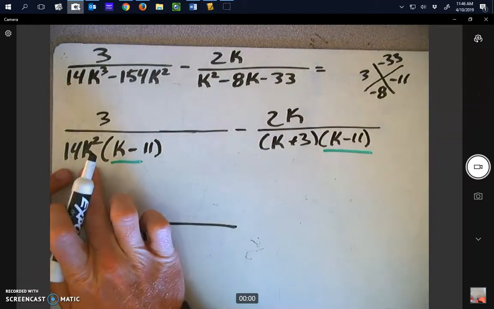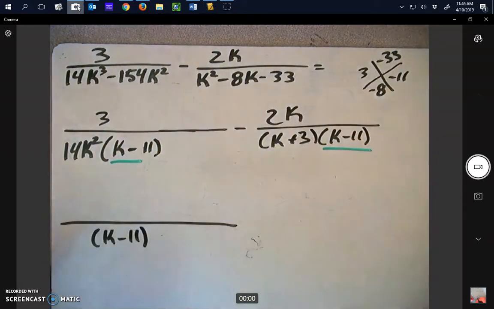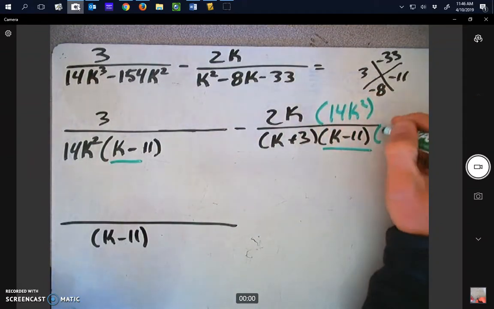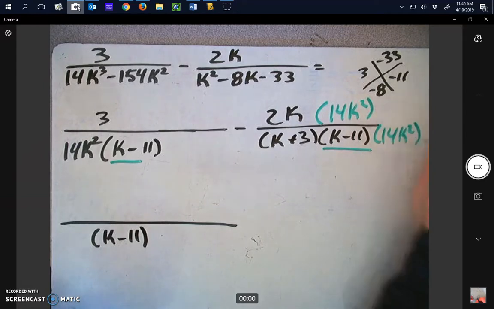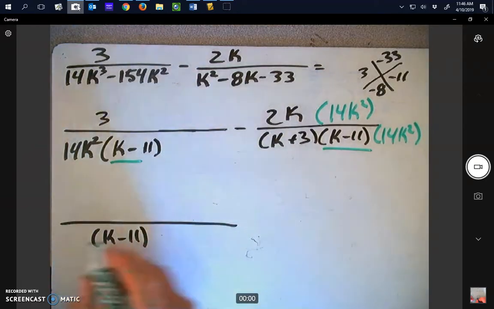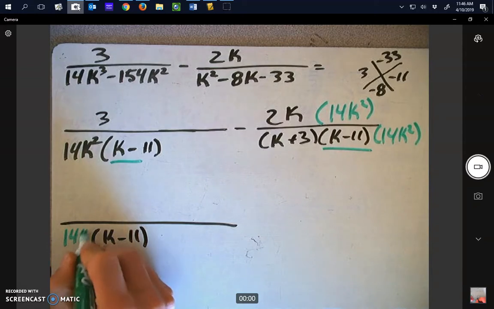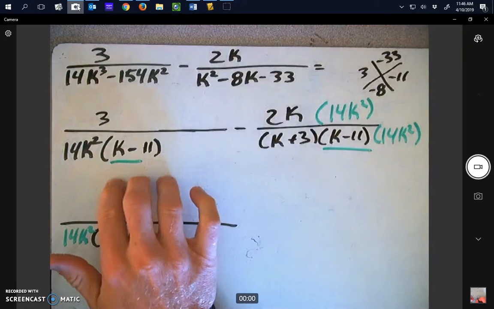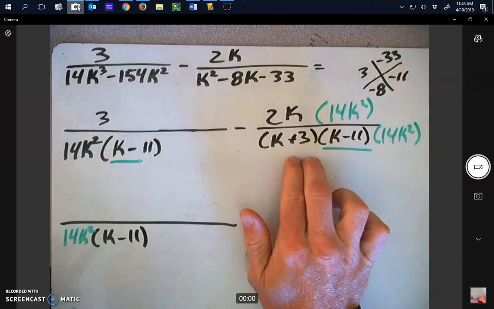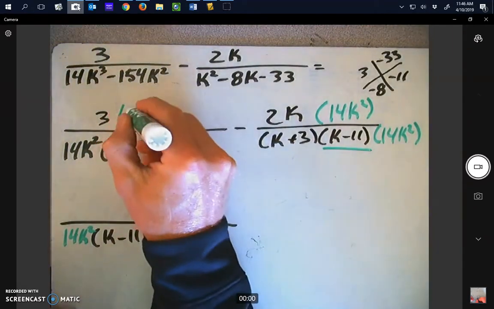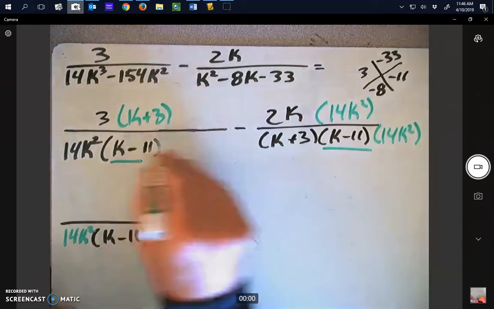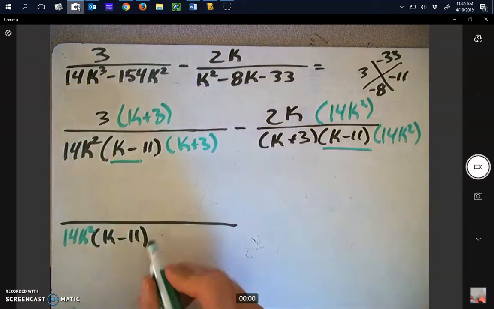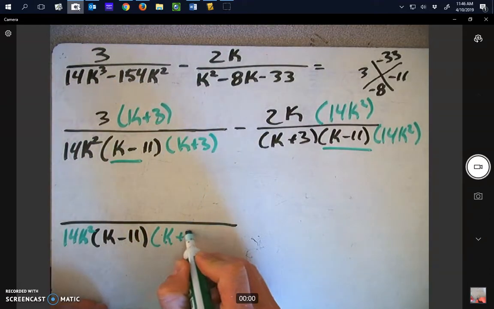This guy has a 14k squared. This one does not. So we have to add, or multiply, I should say, a 14k squared over 14k squared over there. All right. So I'm going to put that down here, right in front, just because it looks better that way. And now this guy is missing a k plus 3. So k plus 3, and that's why I have the extra space right here over this side. And k plus 3. And we'll add it down here.